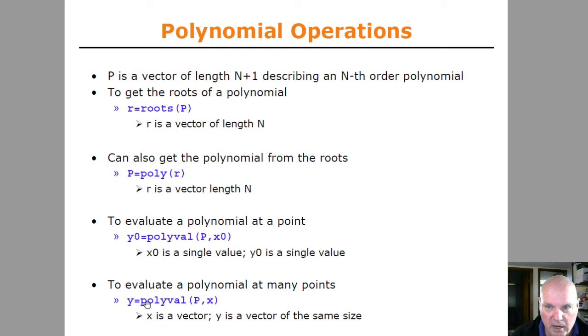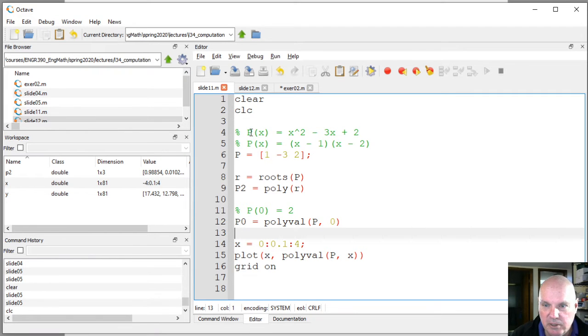To illustrate this, here's a little script where I formed the polynomial. The polynomial I decided to work with is x squared minus 3x plus 2. That factors as x minus 1 times x minus 2. So the roots of this polynomial would be x equal 1 and x equal 2. Those are the x values at which this polynomial expression is equal to 0. So in Octave, we represent that polynomial by its coefficients. The constant term is 2. The term multiplying the x is minus 3, and the term multiplying the x squared is 1.